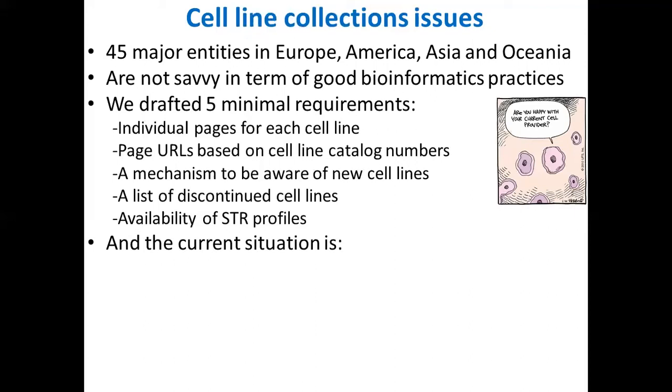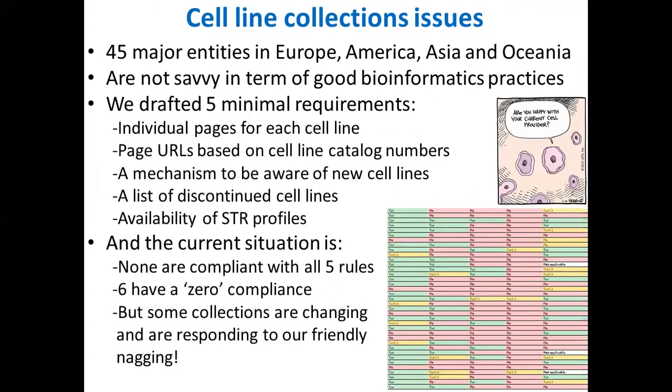Now, just visually, if you look at the current situation, on your right, you have this schematic of the Excel spreadsheet with those 5 requirements. And in green, you have things which are okay. In orange, it's more or less okay, things which are partially okay. And in red, it's basically the things which are not okay. And what you can see is there is no cell collection which is compliant with all those 5 rules. 6 even have 0 compliance to the 5 different rules. It's red all over the line.